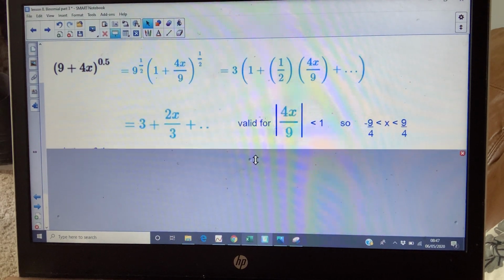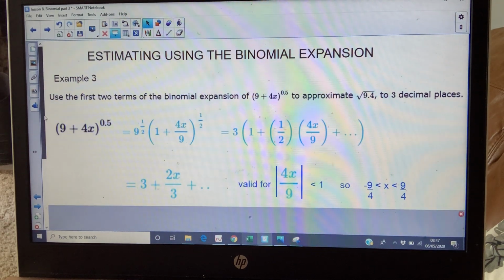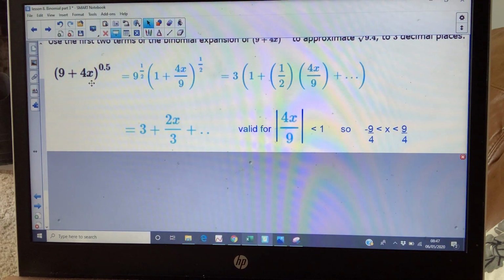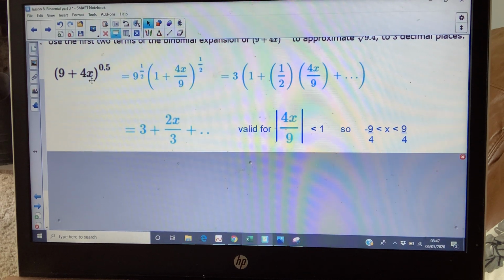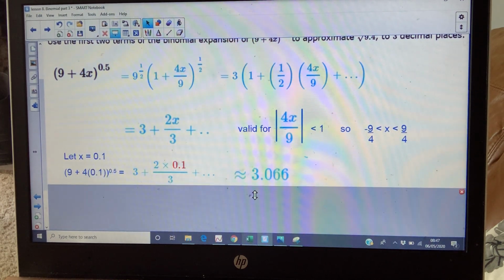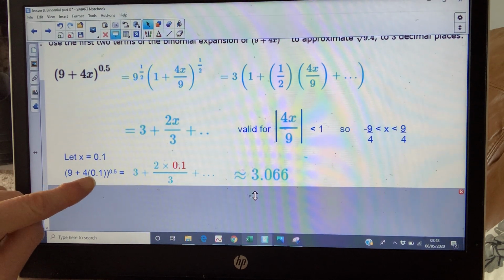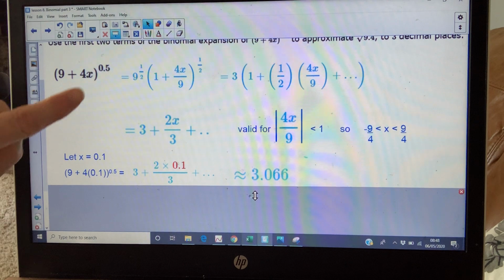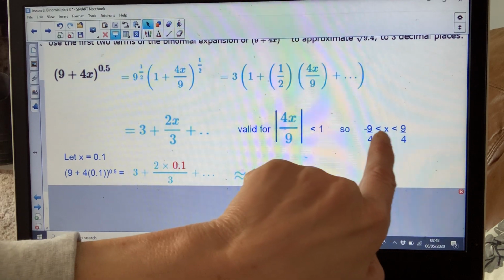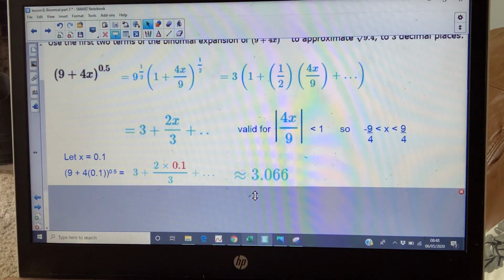Right, now to the question. They want you to approximate the square root of 9.4. So have a look here. You have to add 0.4 to 9 to get 9.4. Now that would work if your x value was 0.1. If your x value was 0.1, you will get 9 plus 0.4, which is 9.4. And 0.1 is fine. 0.1 lies in this range, so you can use it. If it didn't lie in that range, you would not be able to use it.